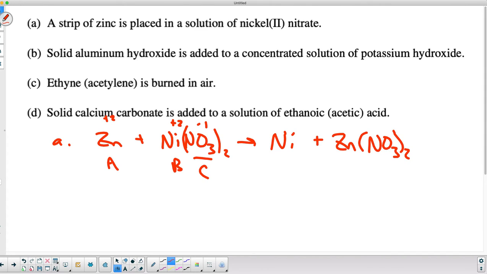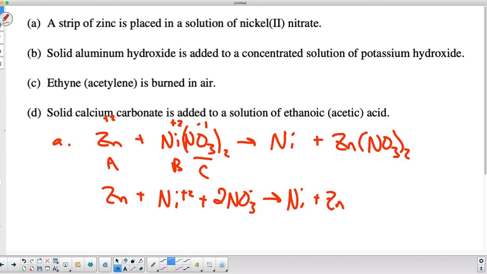Now here's what you need to recognize. You need to recognize that if we write out charges, what you get is this. 2 NO3 with a minus 1. On this side, it's nickel with a plus 2, plus 2 NO3 with a minus 1. On the other side, zinc with a plus 2. Now, we don't have to balance anything, right? And we should get rid of spectator ions. What are spectator ions?